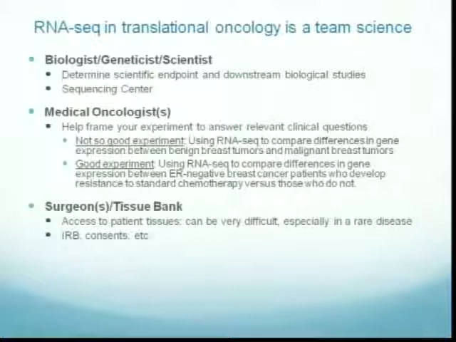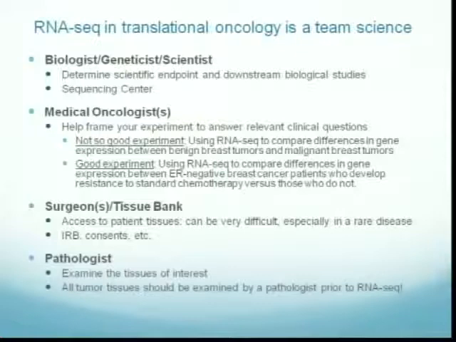And obviously you're going to need to get IRB approval and consents to do any sort of sequencing study on human samples. You're going to need to get access to a pathologist. And this is something that's missed by a lot of people. A lot of people will get a tumor tissue in their lab. It says breast tumor. And you know what? It's not breast tumor. I've seen this multiple times. And biologists somehow can be very gullible when it comes to getting human tissues. They'll just take what they can get and not realize maybe what they have is not really such a good tissue. So my very strong opinion, and I think you should always do this, is that all tumor tissues should be examined by a pathologist prior to RNA-seq.